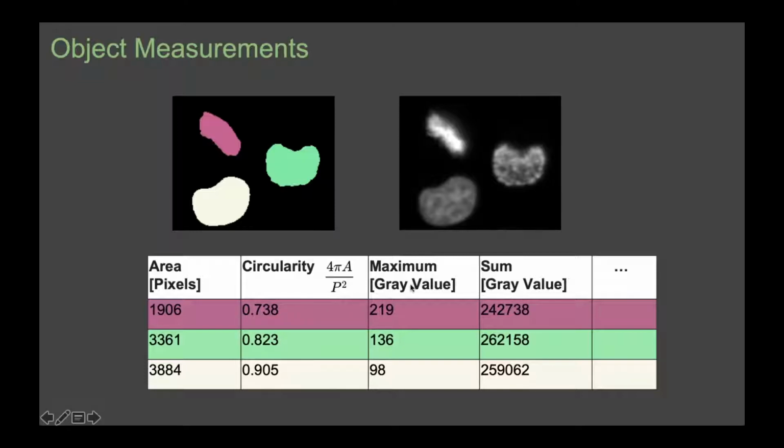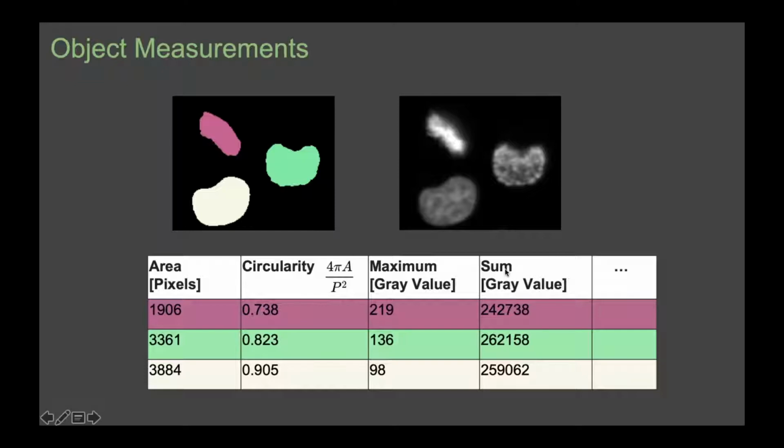You can also measure intensities. So for example, you can ask which of these pixels in this object is the brightest. So this would be the maximum. And again, it's quite informative. The DNA is most condensed in the metaphase, so that's why it has the brightest value. So the maximum is actually a good biological descriptor for this example.